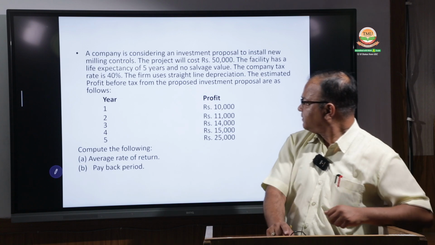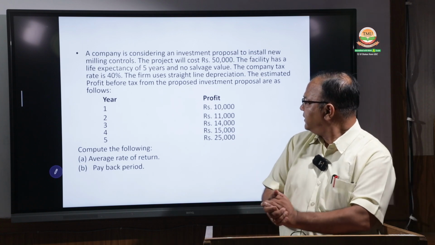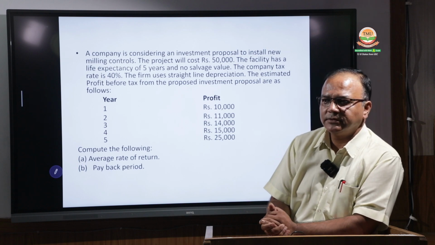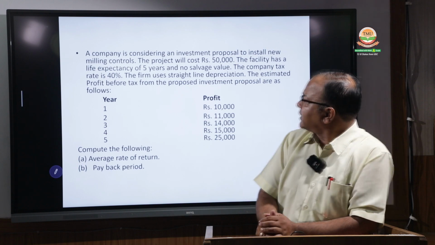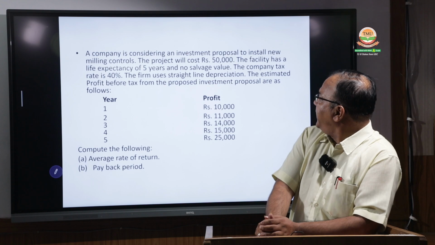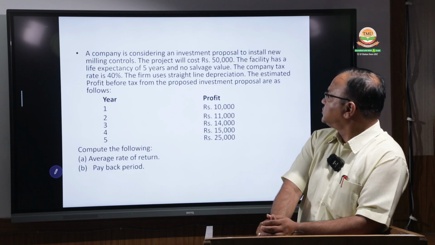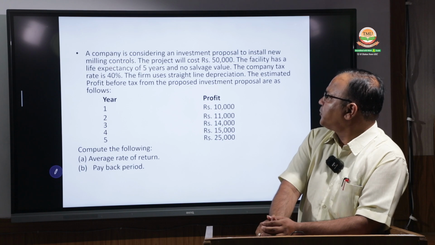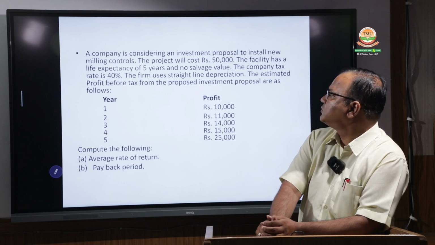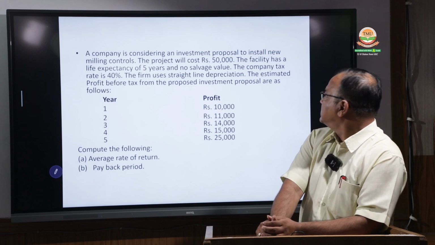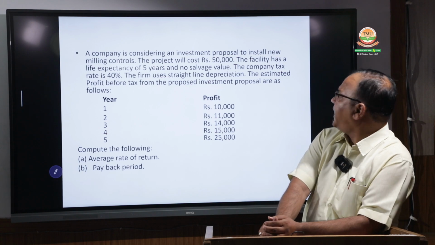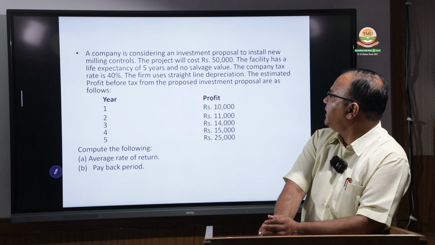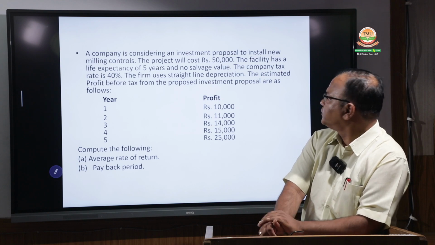Let's discuss another numerical problem. A company is considering an investment proposal to install a new mining method. The project will cost rupees 50,000. The facility has a life expectancy of 5 years and no salvage value.